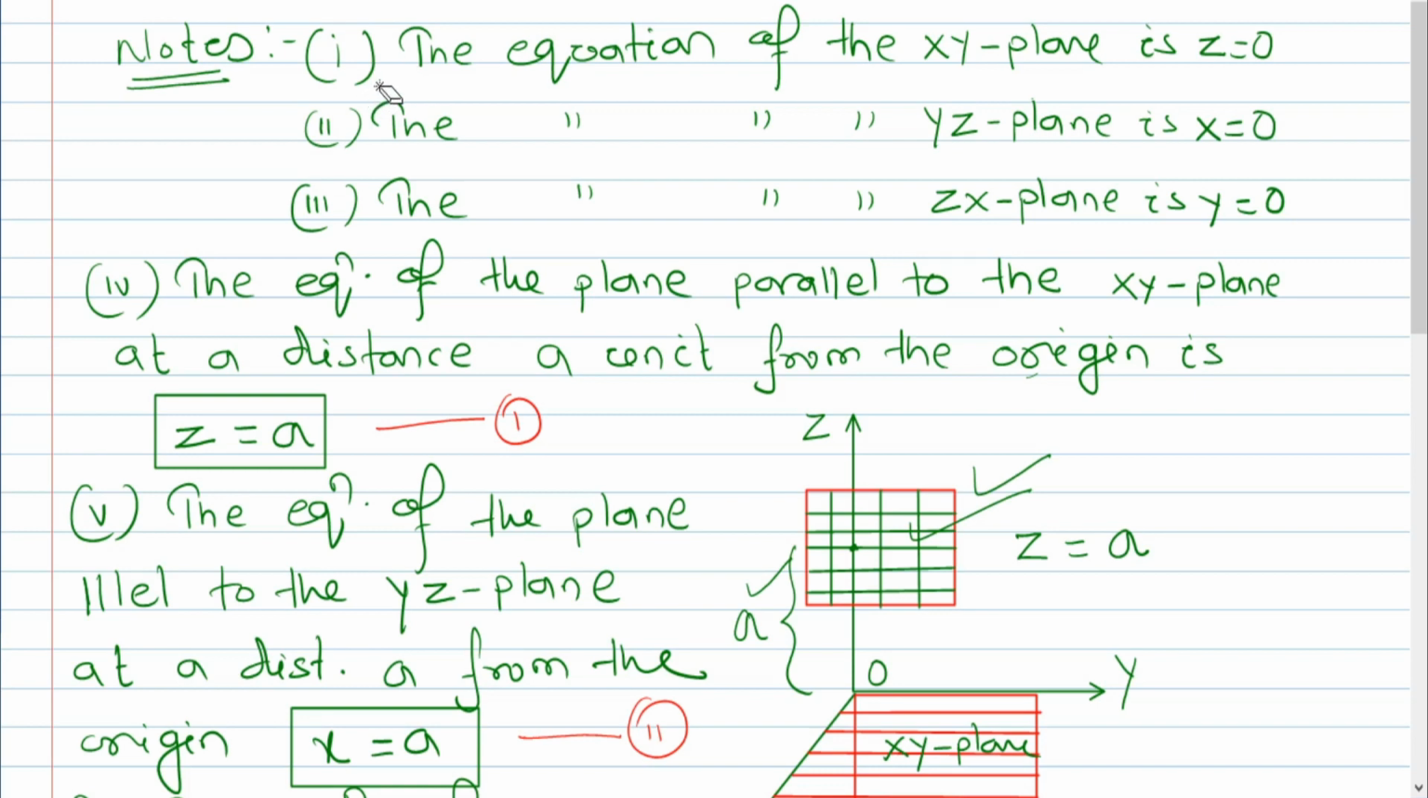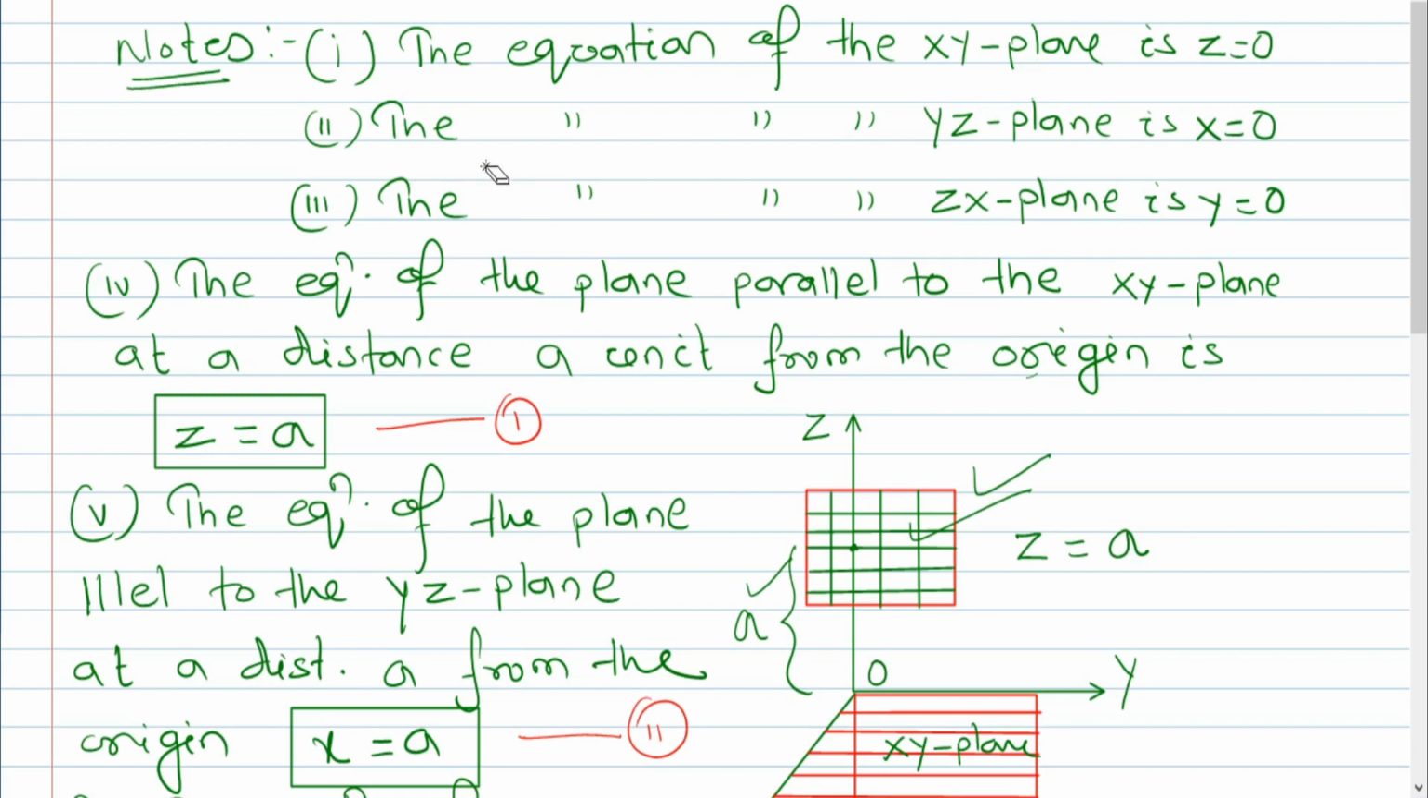Okay, so all of you know that there are 3 coordinate planes. One is the xy plane, another is the yz plane and the third is the zx plane. Suppose you have to ask what is the equation of the xy plane. All of you know that any point on the xy plane has coordinates that look like (x, y, 0), that means the z coordinate should be 0. So that's why the equation of the xy plane is z is equal to 0.